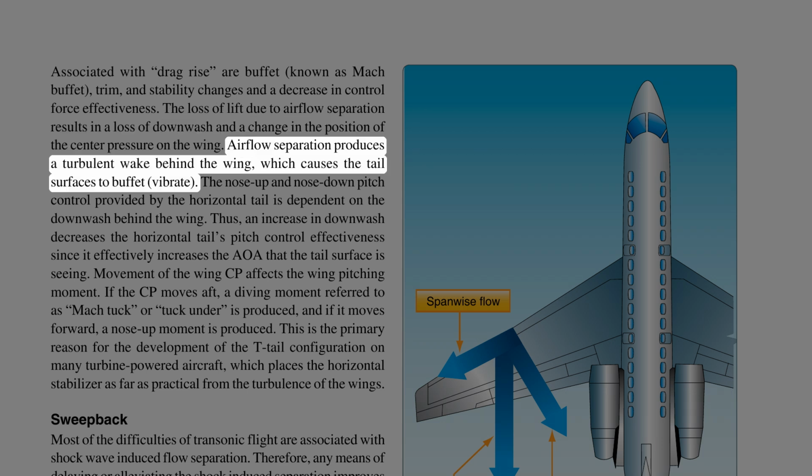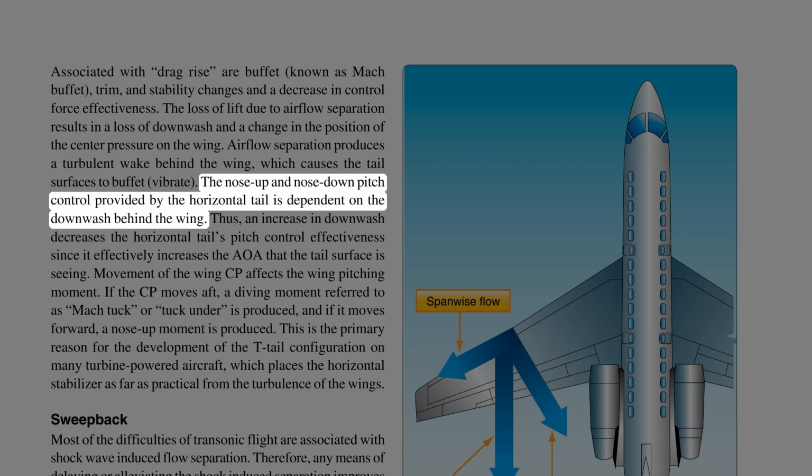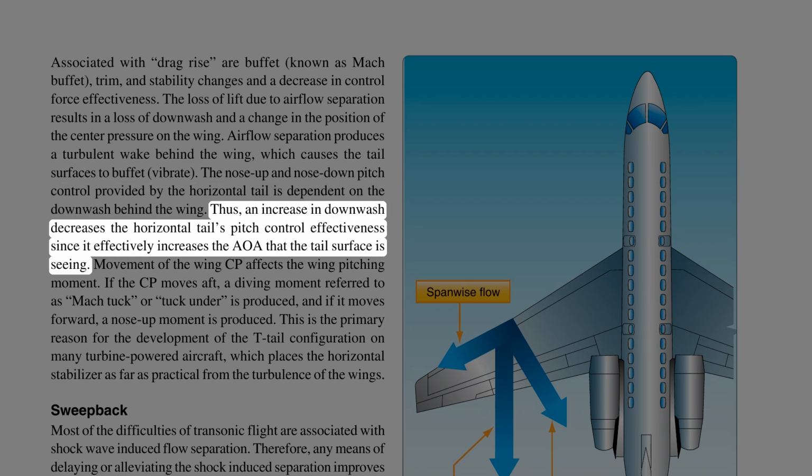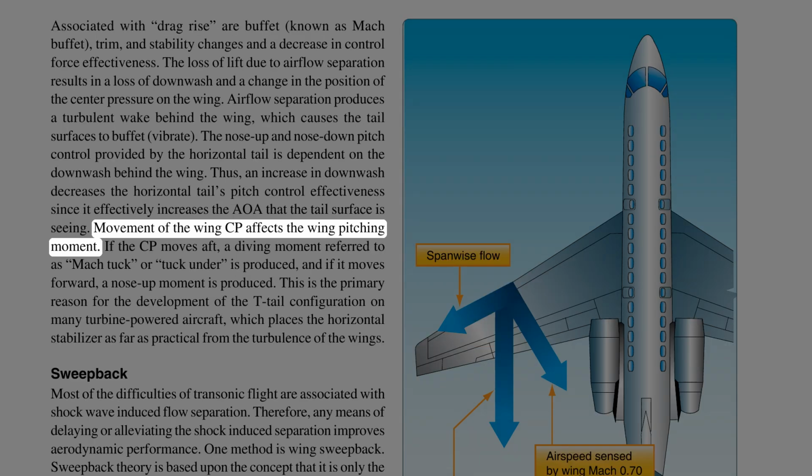Airflow separation produces a turbulent wake behind the wing, which causes the tail surfaces to buffet, vibrate. The nose-up and nose-down pitch control provided by the horizontal tail is dependent on the downwash behind the wing. Thus, an increase in downwash decreases the horizontal tail's pitch control effectiveness since it effectively increases the AOA that the tail surface is seeing. Movement of the wing CP affects the wing pitching moment.